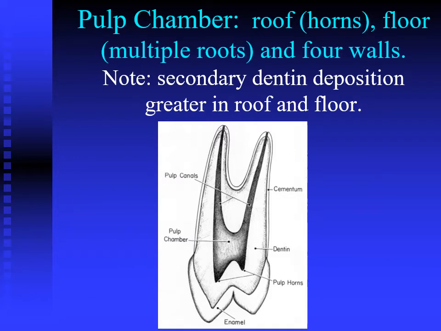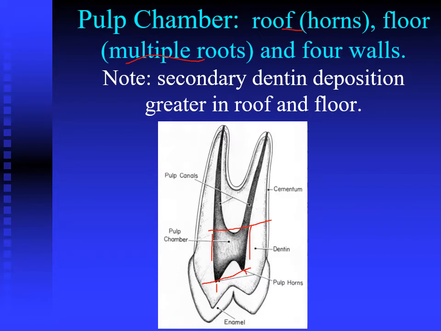So as I said earlier, the pulp chamber has pulp horns, which correspond to the areas and locations of the cusps of the posterior tooth. You have a pulp chamber which has the roof, the floor, and four walls. And so if we were looking here at this premolar, you could say this would be the floor of the pulp chamber. This would be the roof of the pulp chamber, as you can see. And then you would have four walls: facial, lingual, mesial, distal.